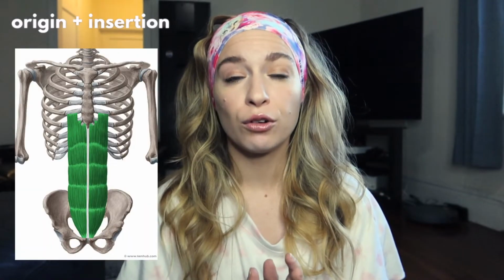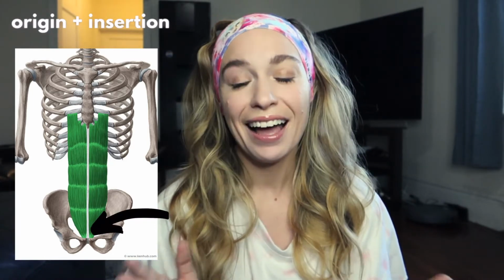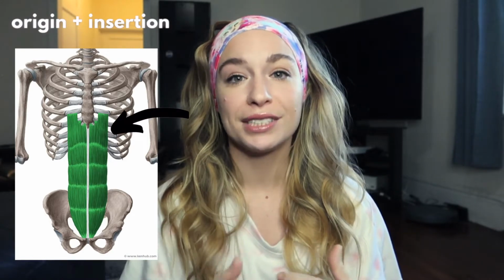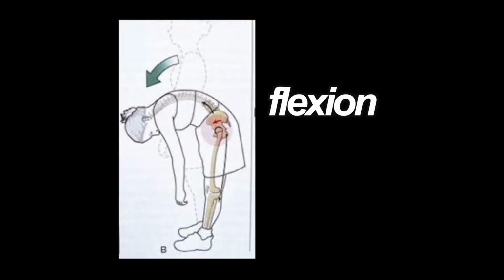So the abs are going to originate at the crest of the pubis. I'm eternally a 12-year-old. And then it's going to insert into ribs 5 through 7. So this is a very long and lean muscle on the body. As far as the function of the abs, it's going to be in charge of flexion of the lumbar spine, as well as assist in breathing and just protecting the organs.